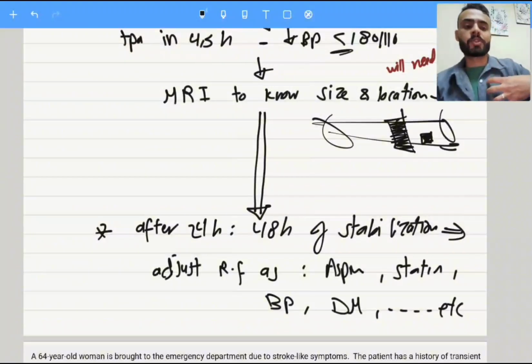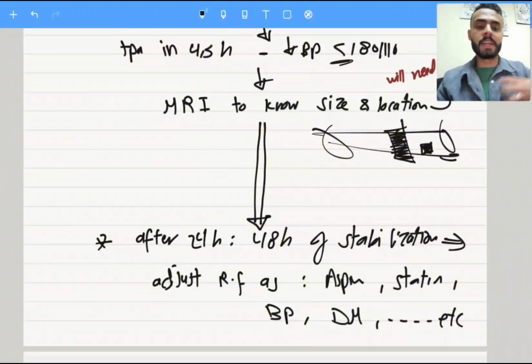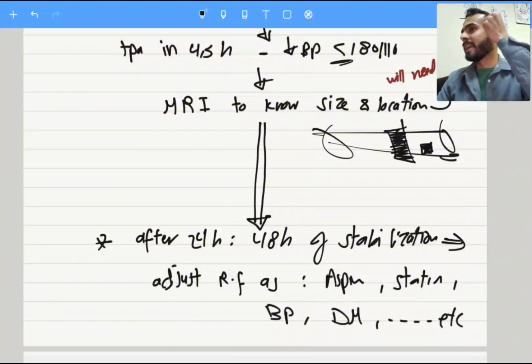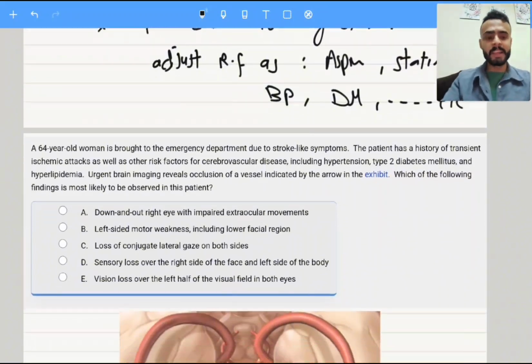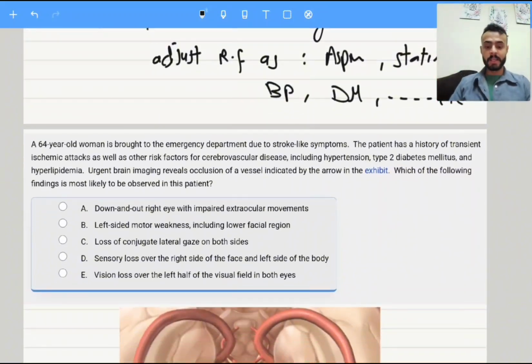The second commonest cause, atrial fibrillation of the heart: ECG and echo for the heart to see if the heart sends emboli to the brain, and we can correct the cause. Okay, this is workup and treatment for strokes. Now let us apply in questions.